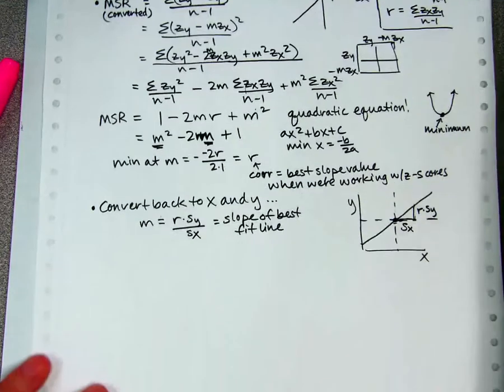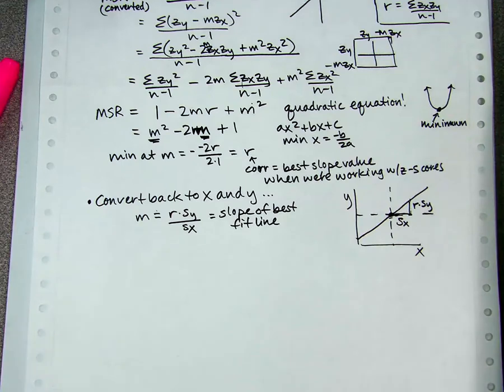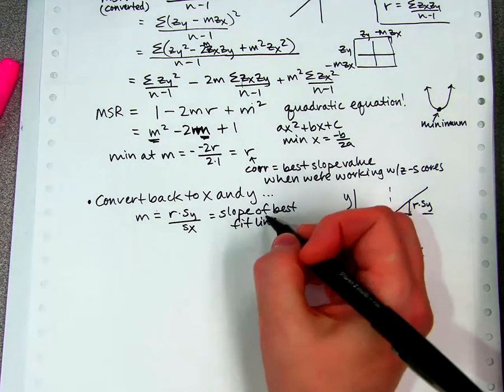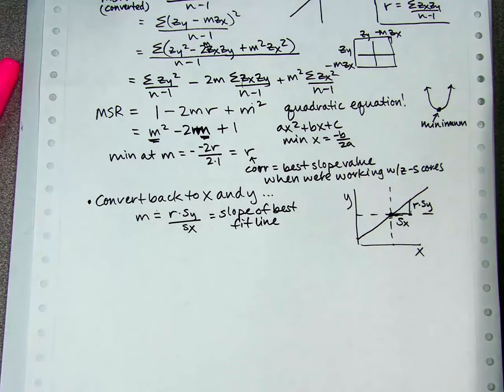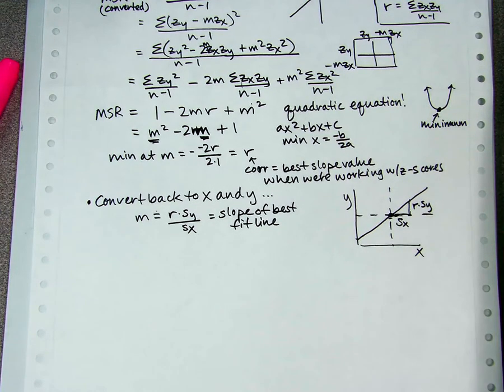Dividing did not change what the minimum was. So that's basically what's happening here. That's the slope of the best fit line. That is the derivation of why that slope works. Bonus material at the very end.